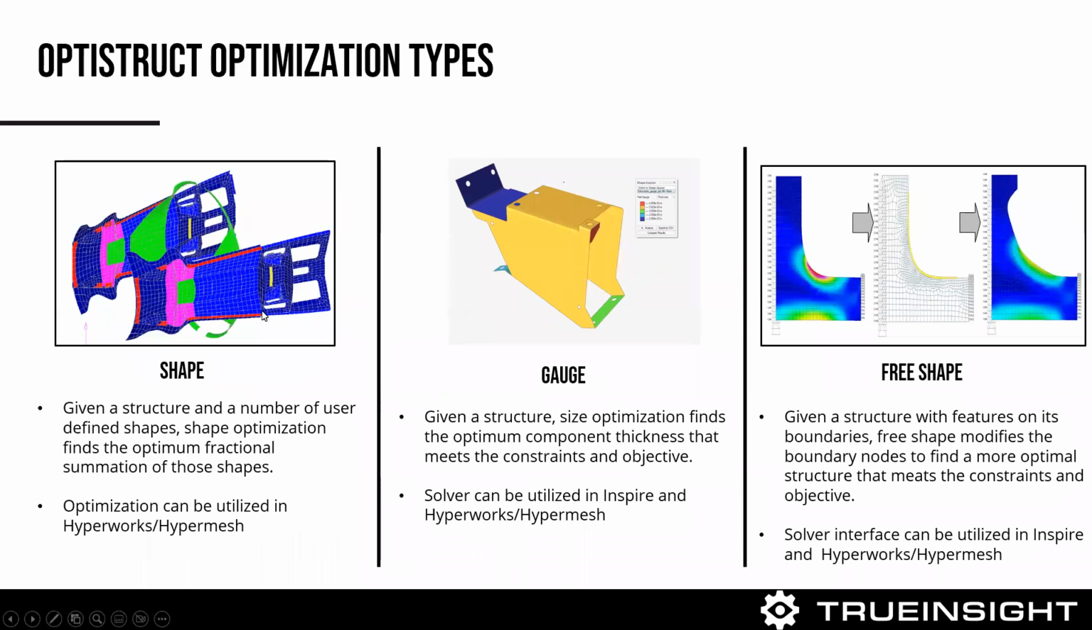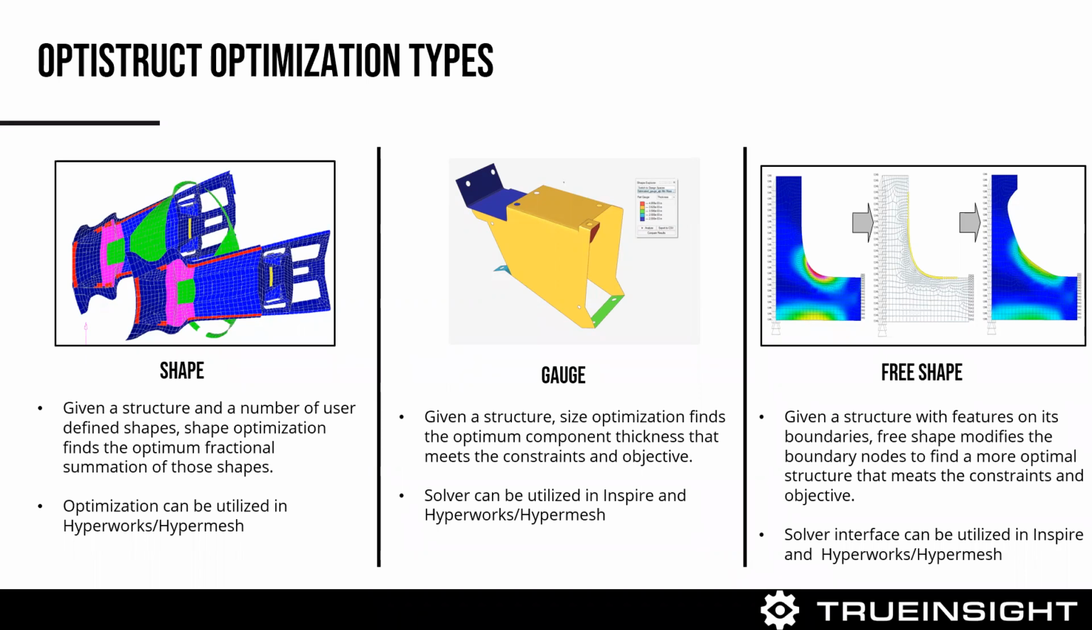Some of the other optimization types: shape optimization. This is also a very useful optimization, and I'm going to run through an example on that. With shape optimization, you provide a number of set shapes, and then you utilize the optimization to come up with an optimum shape as a summation of those shapes. A great example would be a beam with various types of shapes, or maybe a heat sink fin where you extend the fins. And again, it can be optimized for stress and displacement or temperature.